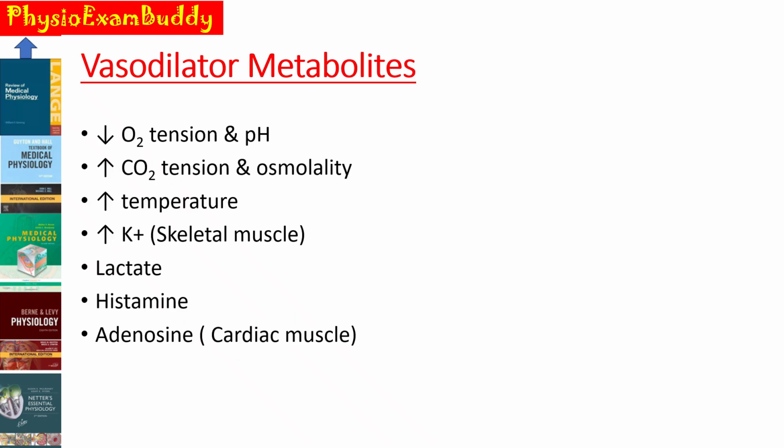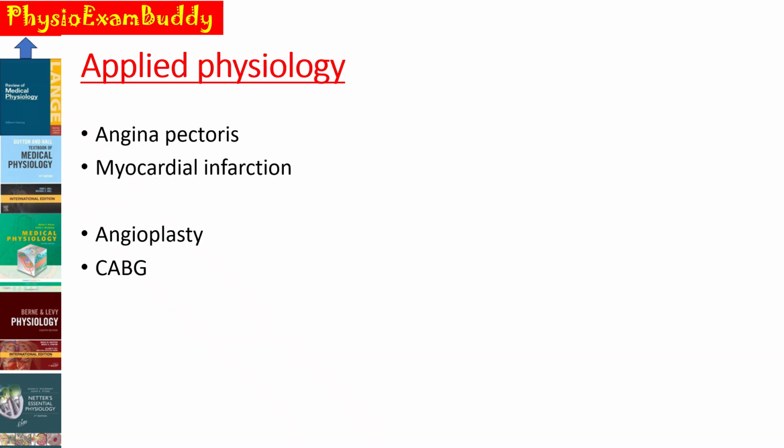And to end, these are some of the vasodilator metabolites: decreased oxygen tension and pH, then increased carbon dioxide tension and osmolarity, increase in temperature, increase in potassium, especially in skeletal muscles, then lactate, histamine, as well as adenosine in case of cardiac muscle. These are some of the vasodilator metabolites which cause this metabolic theory.